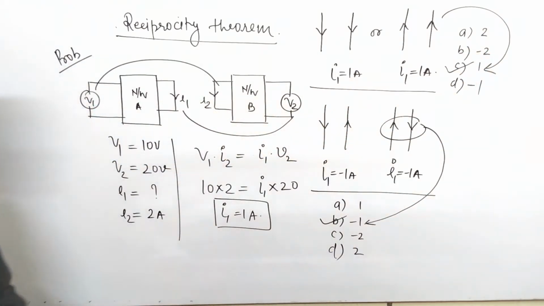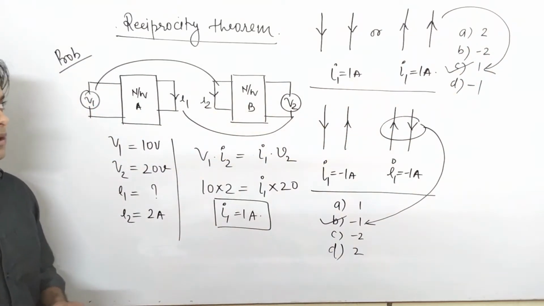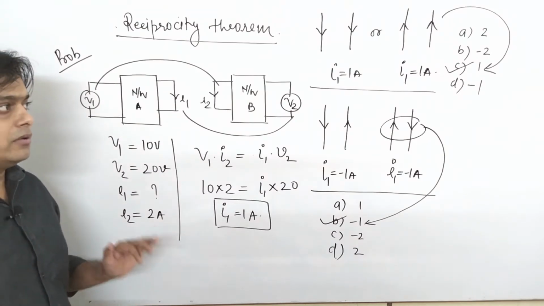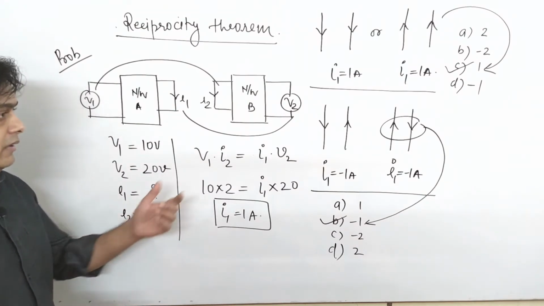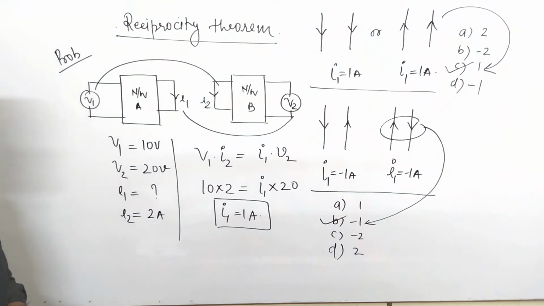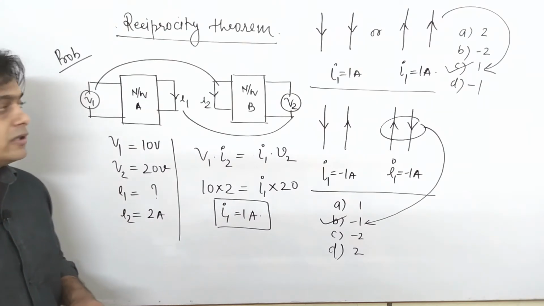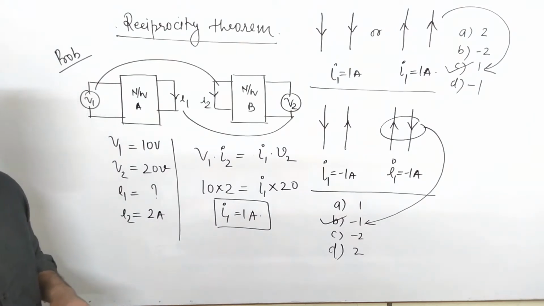So whenever the directions of both currents are either upward or downward, the value comes to be positive, and when it is interchanged, the value comes to be negative. So this is all about the reciprocity theorem with our first problem. Now we will see the next problem.